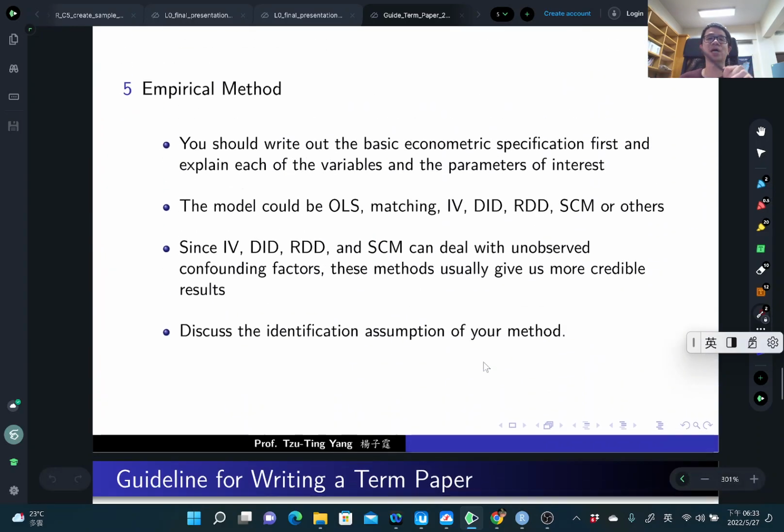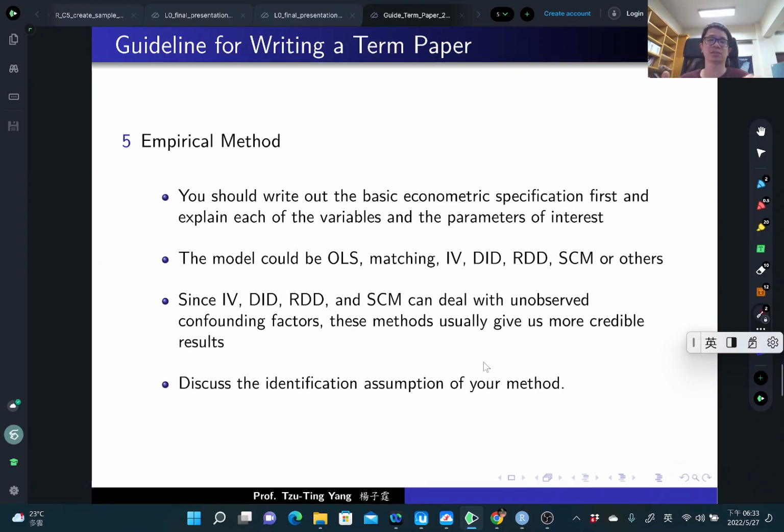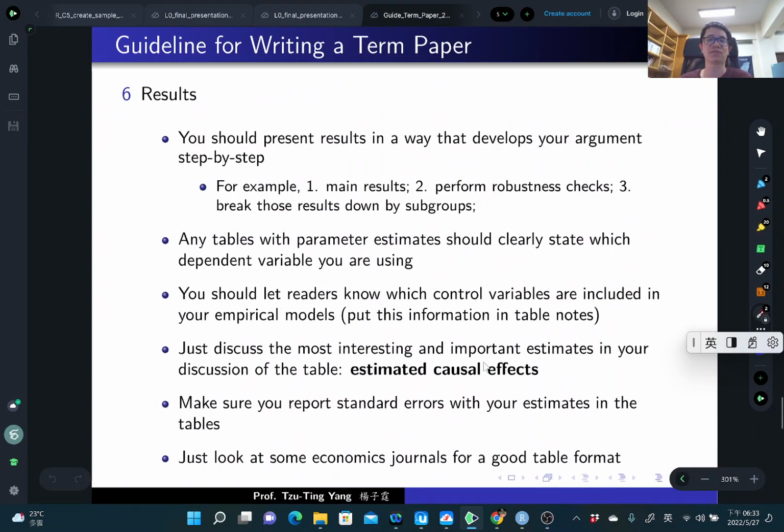And after you describe your empirical methods, you will have the next section called results. You should present your result in a way that develops your argument step by step. For example, first you might use all the estimation sample to present your main result. So that's the main effect, the average causal effect of this policy.